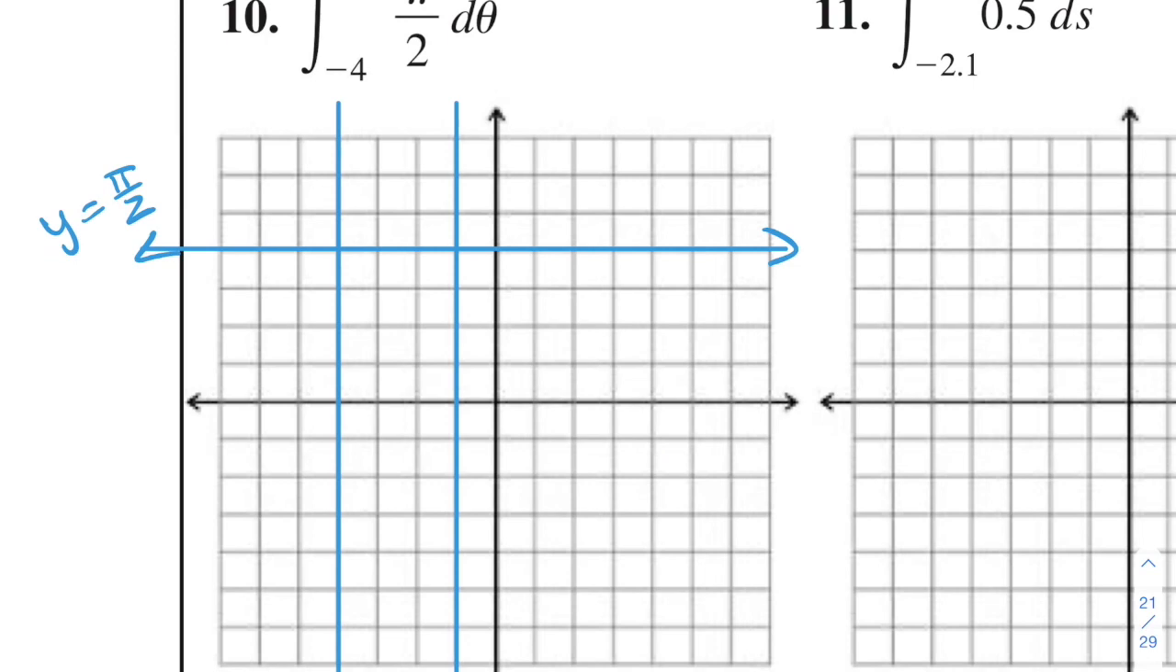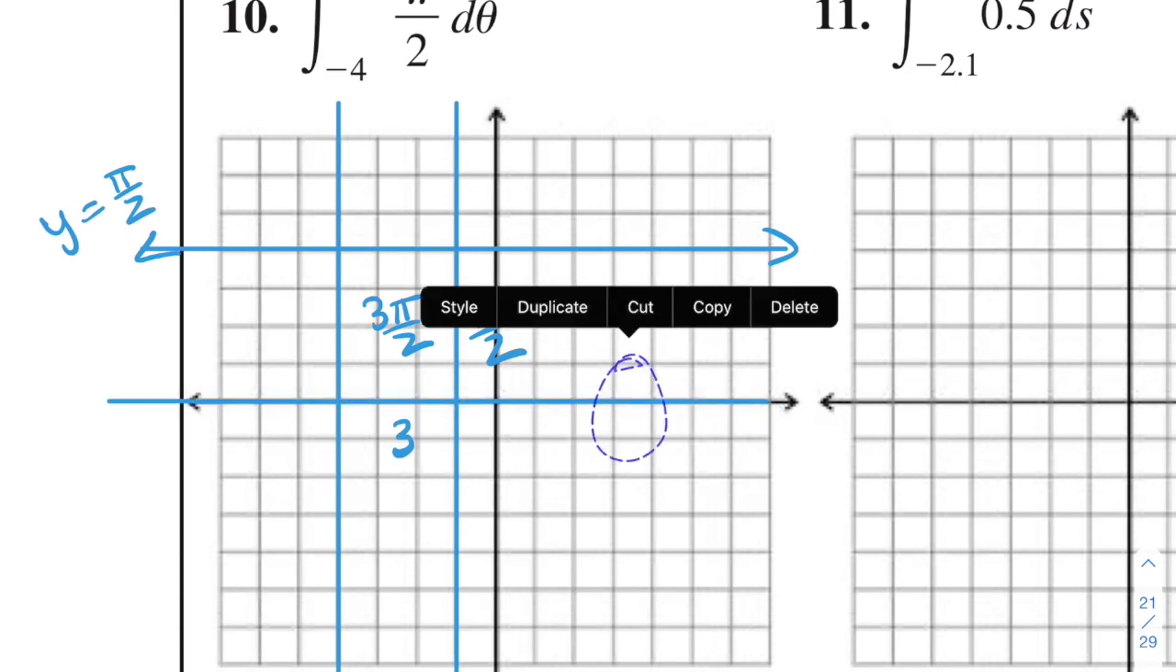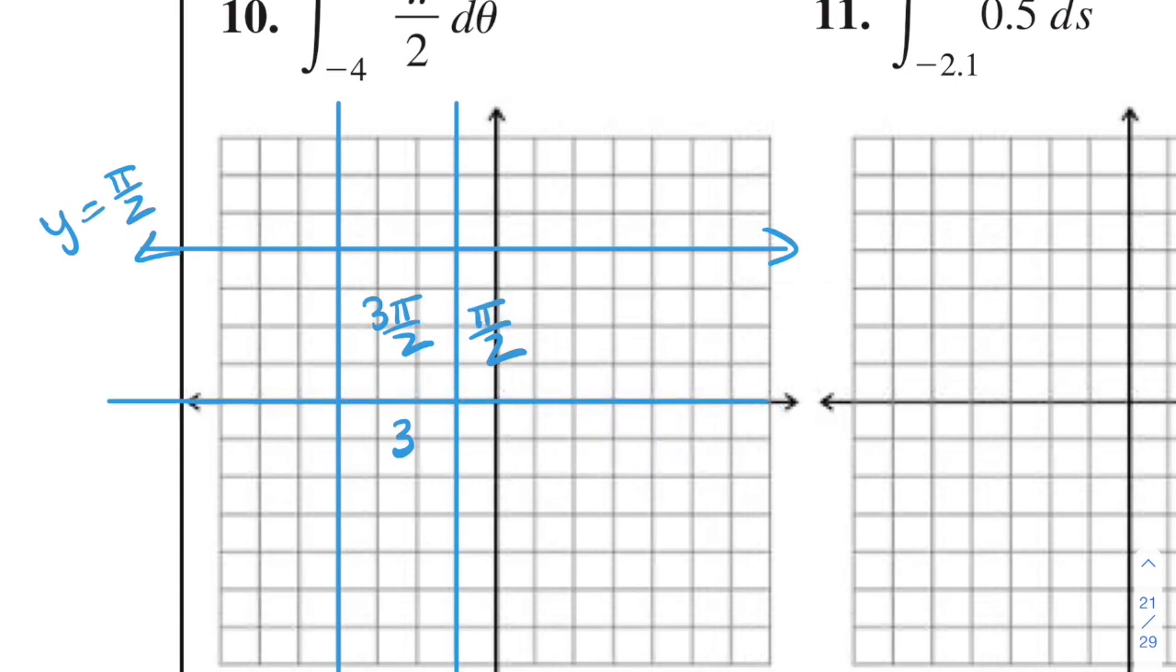And so it's going to be pi over 2 high by 3 units wide. So it's going to be 3 pi over 2 units squared. Okay. So again, pi over 2 is just how tall it is.